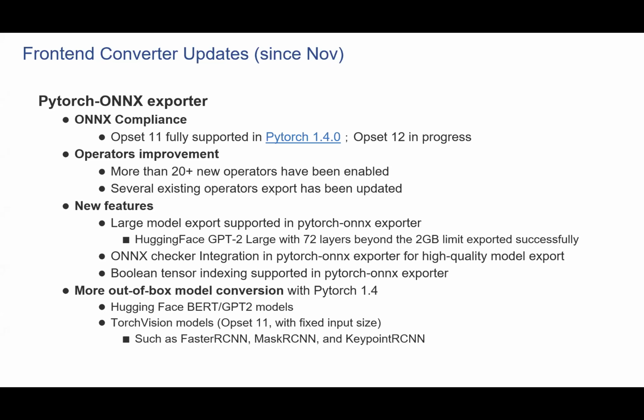The main new feature is that we can export models larger than 2 GB, which you would need for GPT-2. There's more integration with the ONNX checker to make sure the ONNX models coming out of the exporter are correct. And there are big improvements for out-of-box conversion. So Hugging Face BERT and GPT-2 models will work out of the box, and pretty much all the PyTorch vision models with opset 11 will convert out of the box.